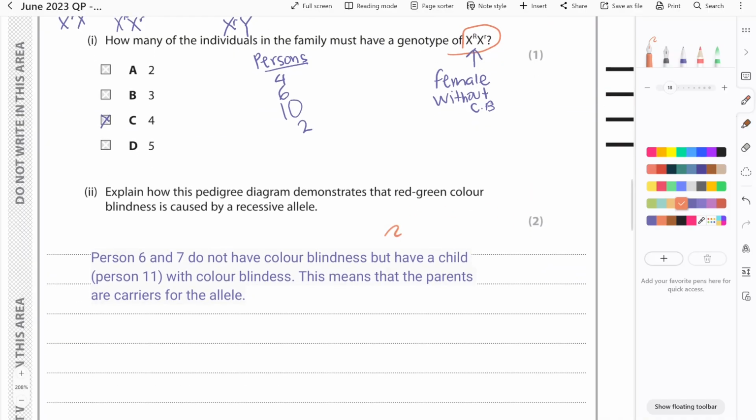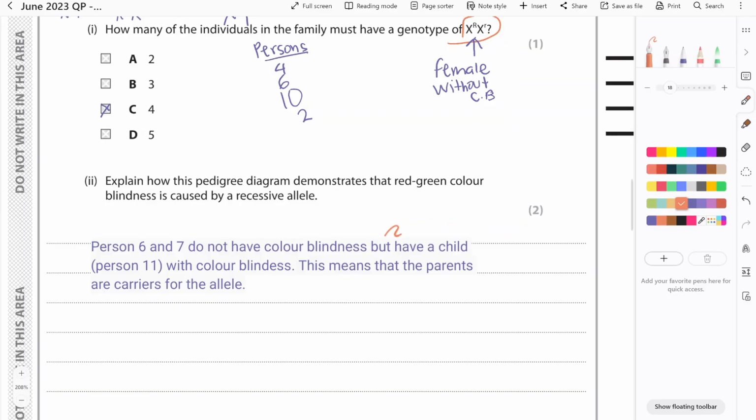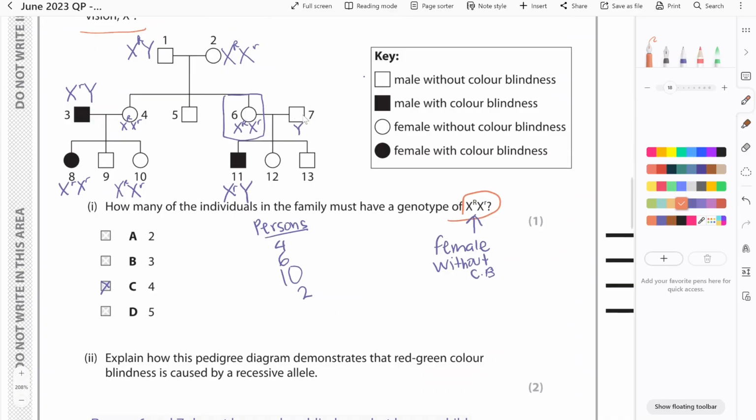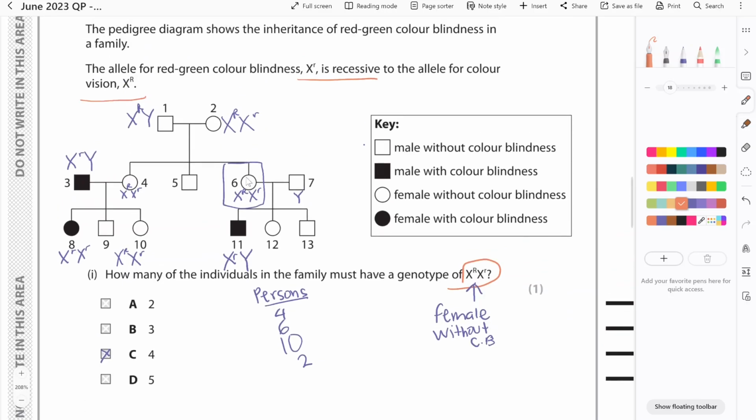Person 6 and 7 are not colorblind, but they do have a child with color blindness, and that means the parents must be carriers for that allele. And you can see that there, 6 and 7 don't have color blindness, but 11 does. Now, there are other examples that you can write here.